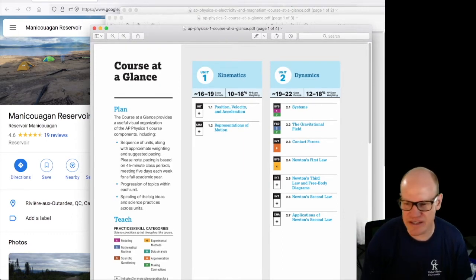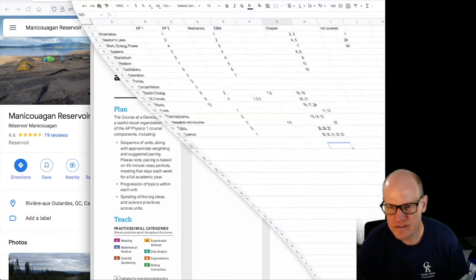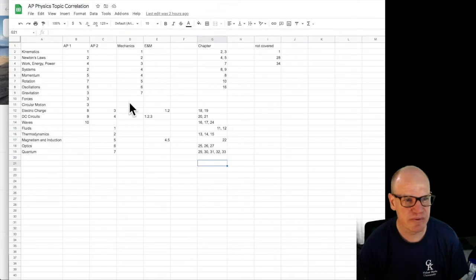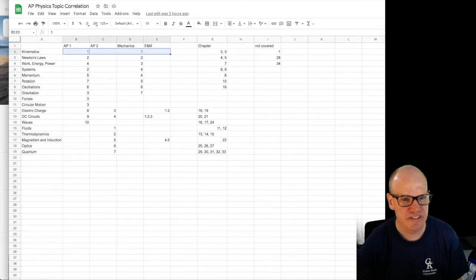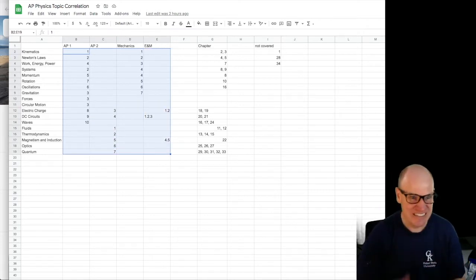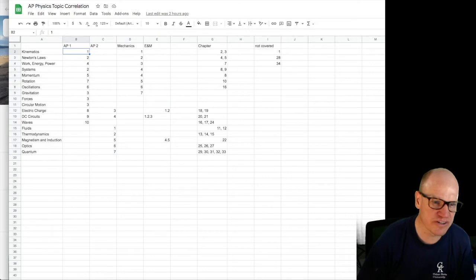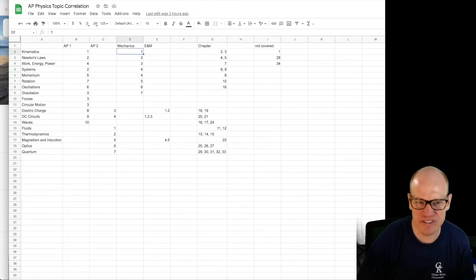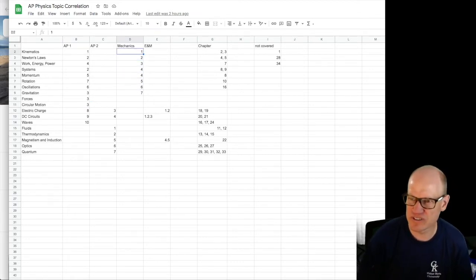So I did a compendium, or a correlation, of the different AP Physics classes. So here's AP Physics 1, 2, 3, and 4. And then these are the topics that are covered from the different curricula that they have outlined. And so there's some correspondence between the two. AP1 is like physics for med students. This mechanics is more like the college course for the engineers.